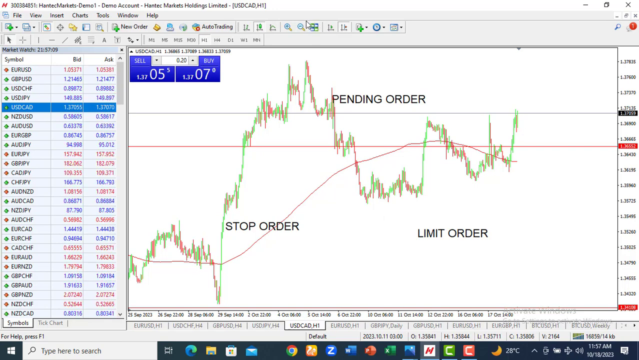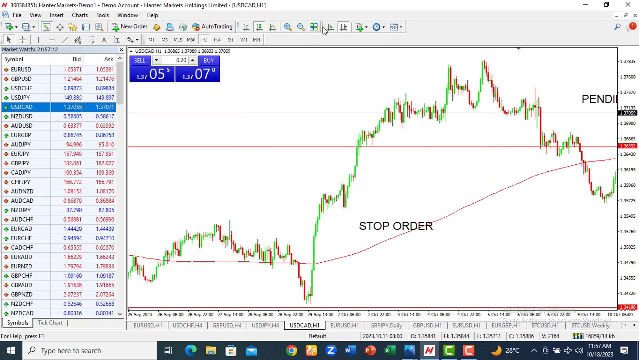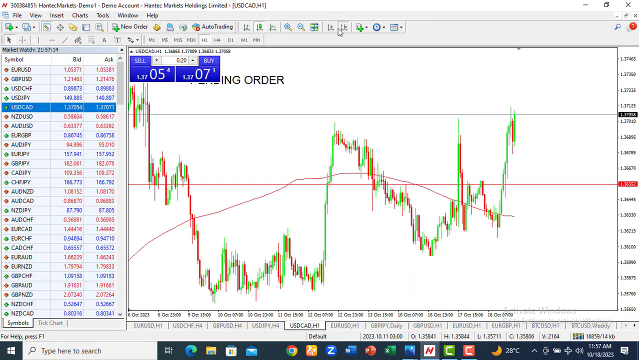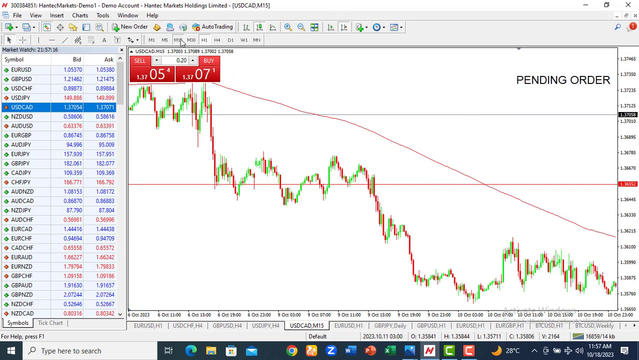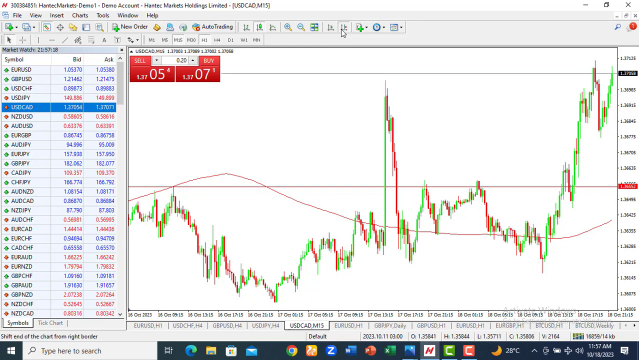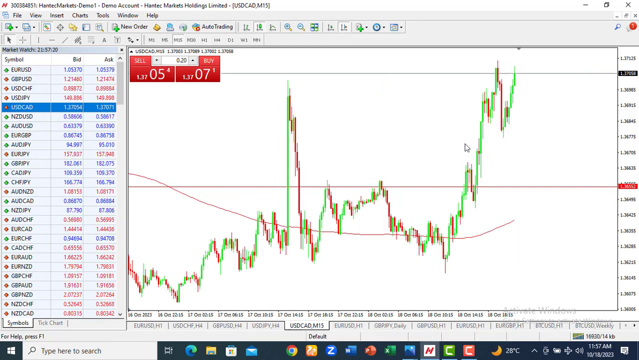So what do I mean? This is a practical example of what I'm trying to show you. Now this is USD CAD. What is happening here? Oh my goodness, the market is pushing up, it's not pushing down. So in this type of market, you can actually use a stop order.